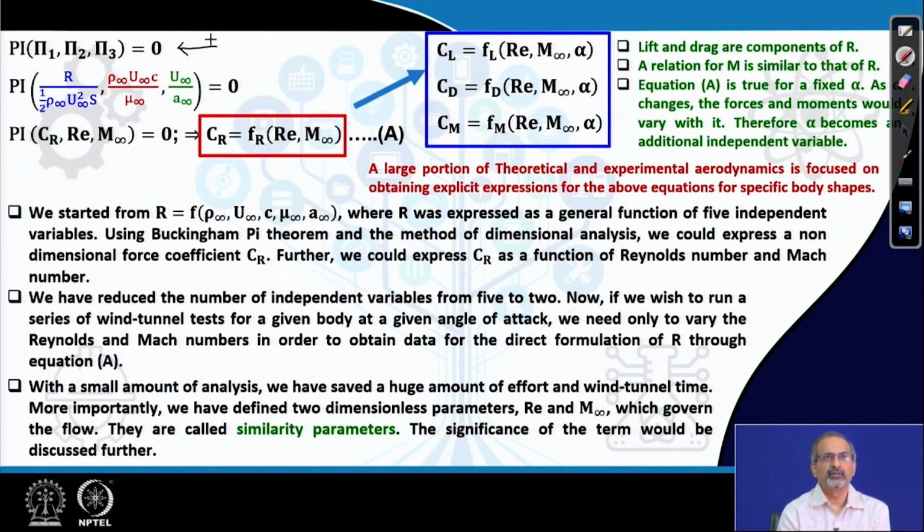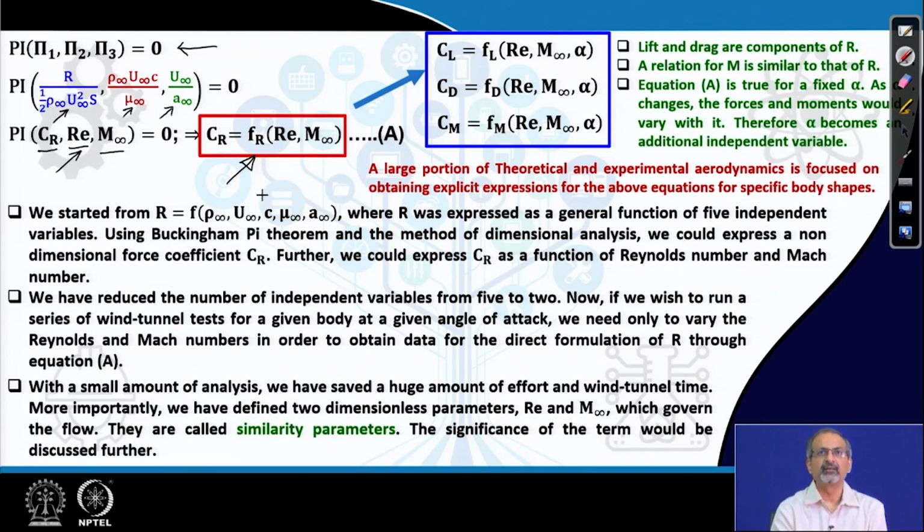Revisiting the pi function, we now substitute the values of pi 1, pi 2, pi 3, because we have worked out these values, and therefore, we can now write the pi function like this. So, the non-dimensional groups here are CR, Re and M infinity. You can rewrite this functional form like this, that CR is equal to f(Re, M infinity). So, CR is a function of Reynolds number and free stream Mach number.